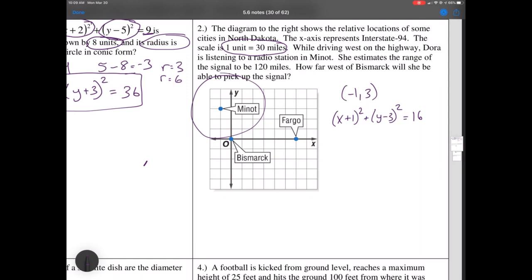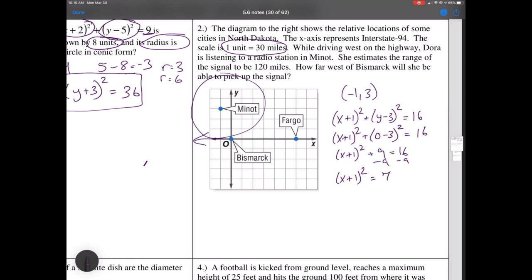So it wants to know how far west of Bismarck will she be able to pick up the signal. Bismarck is on the origin, (0, 0). So how far west would be somewhere in this direction? We want to keep the y value at 0, and we want to know what the x value is. So that gives me (x + 1)² + 9 = 16. So we'll subtract 9. (x + 1)² equals 16 minus 9, which is 7.